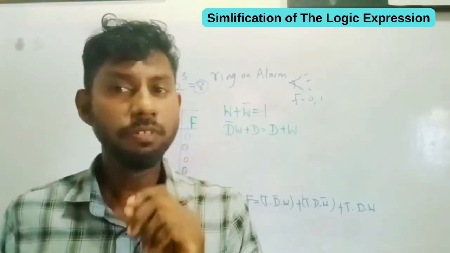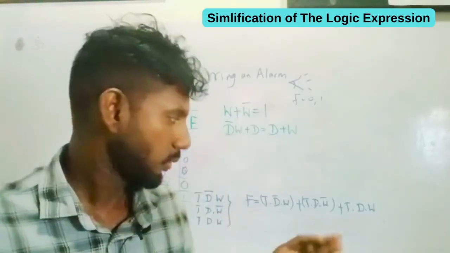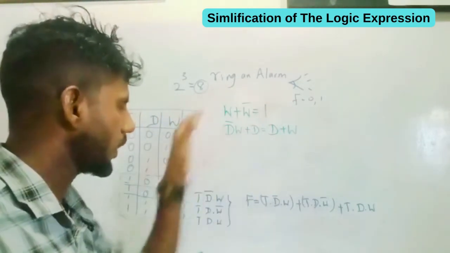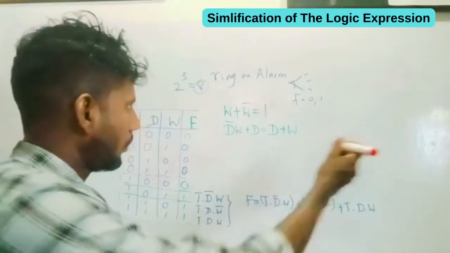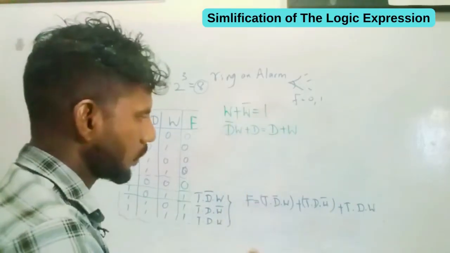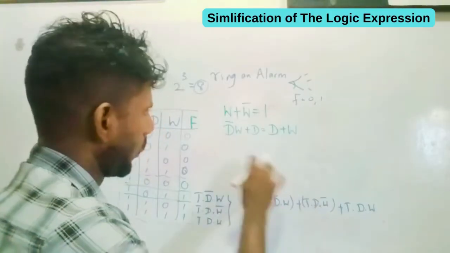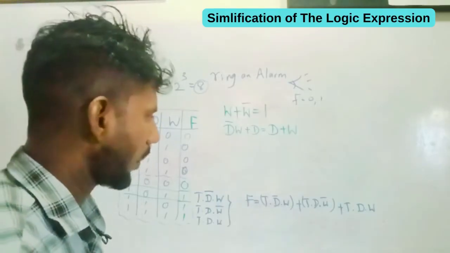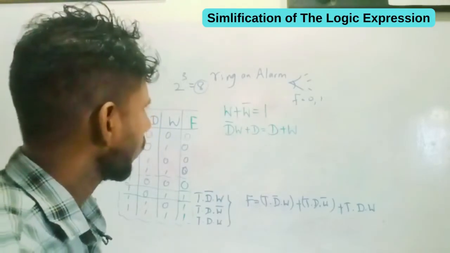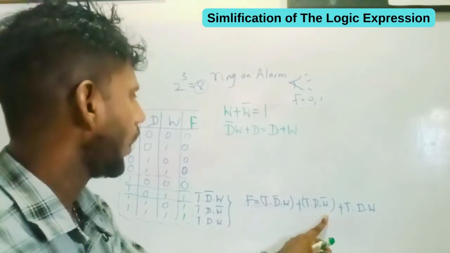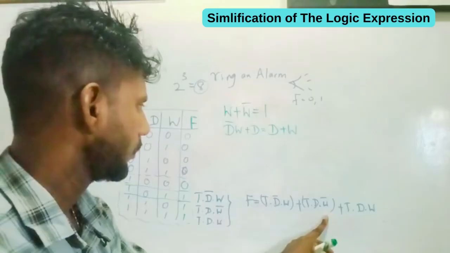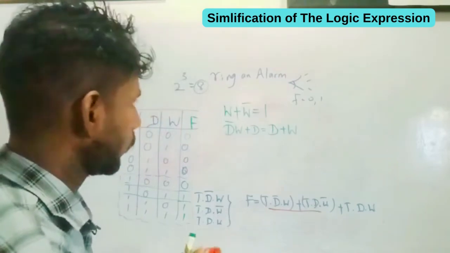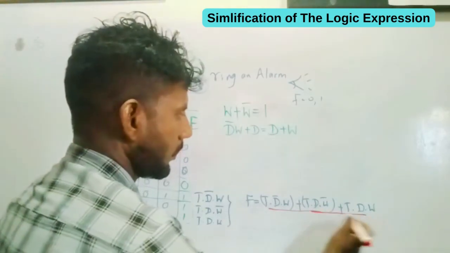Now we have to simplify the logic expression we got. So this is the logic expression we got, and we have to use these conditions. W plus W bar equals 1, and D bar plus D equals DW. To simplify this Boolean expression, let's take these two.